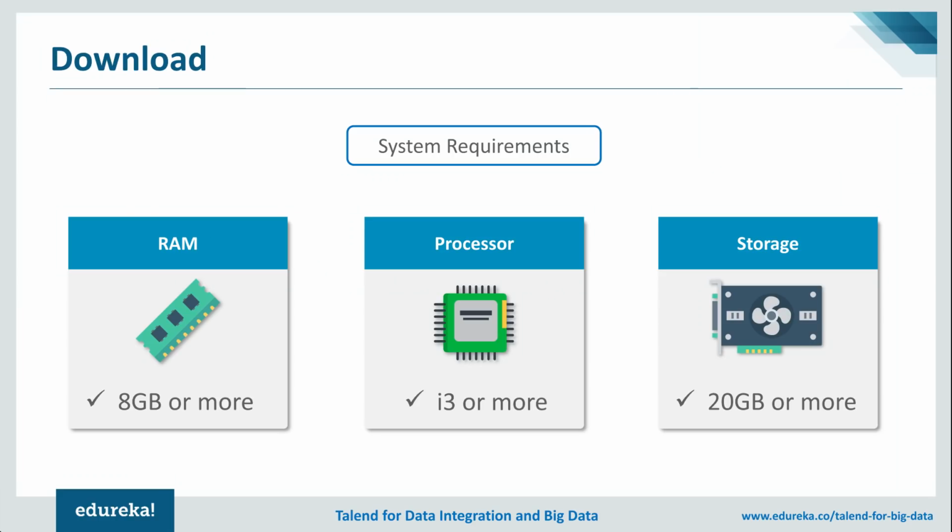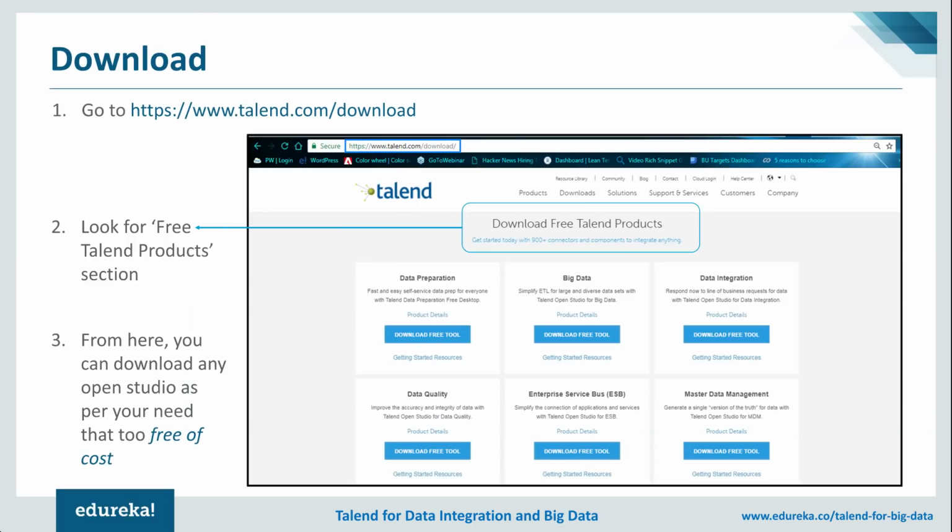So before we do that, the system requirements you need are a RAM of 8 GB or more, a processor which is i3 or more, and a storage capacity of 20 GB or more. Of course, this requirement in today's date will always be available. The steps to download your Talend Open Studio are very simple. So go to www.talend.com and you can click on downloads or directly go into the /downloads URL. So look for free Talend products. I'll be showing you as well.